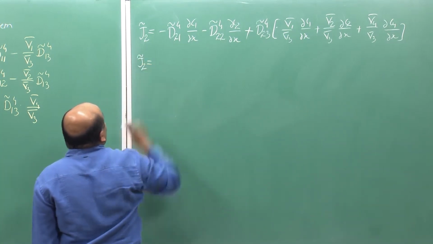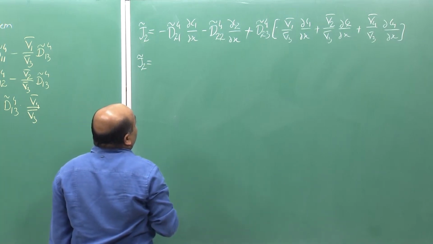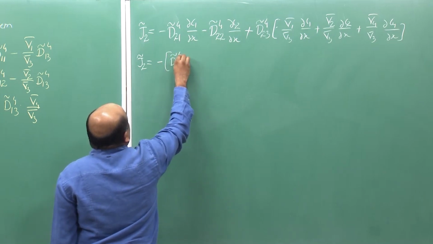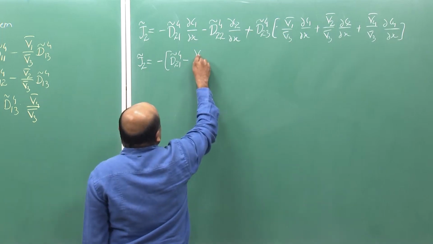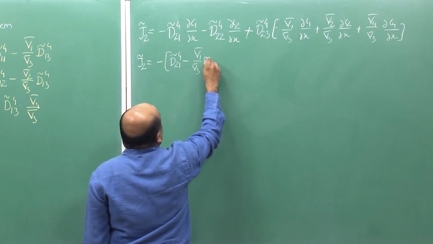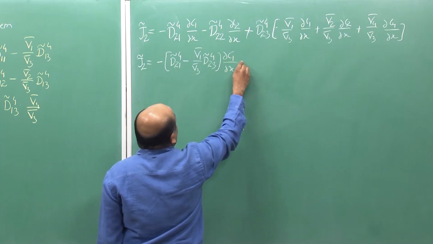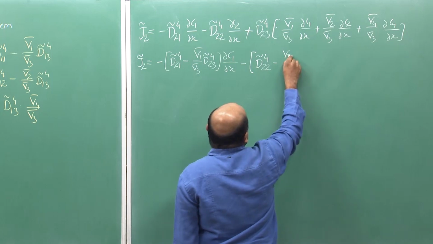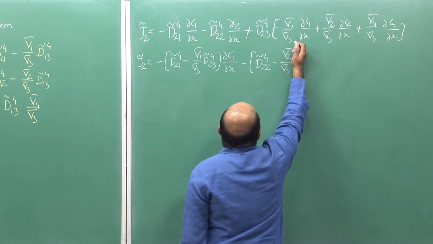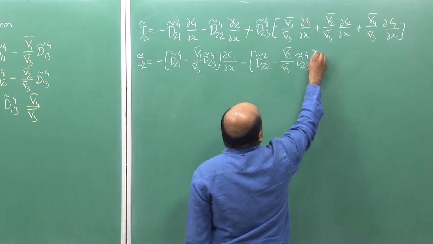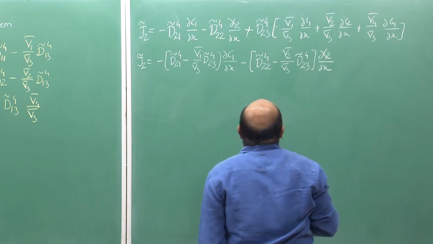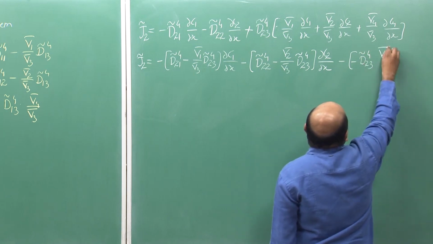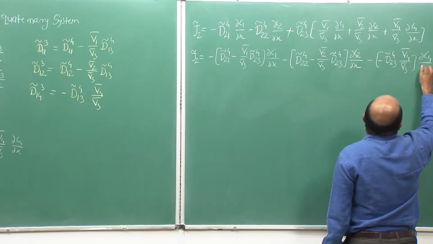So, J2 tilde comes out to be, if we take the derivatives of 1 and 2 common, minus D21 tilde 4 minus V1 bar over V3 bar into D23 tilde 4 dou C1 by dou x, minus D22 tilde 4 minus V2 bar over V3 bar into D23 tilde 4 dou C2 by dou x, minus D23 tilde 4 into V4 bar over V3 bar dou C4 by dou x.